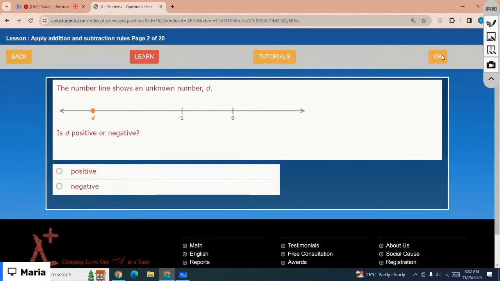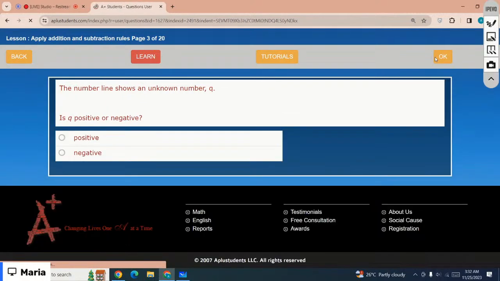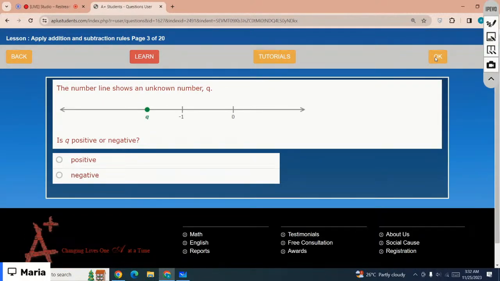Okay, the number line shows d as an unknown number. Is d positive or negative, which is the correct option? Yes, d is negative because you are on the left hand side of 0, and on the left hand side of 0 you have all negative numbers. Okay, the number line shows an unknown number q. Is q positive or negative, which is the correct option?